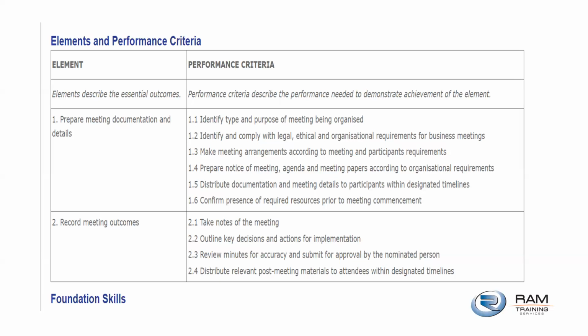2.3 says review minutes for accuracy and submit for approval for the nominated person. So you could have a couple of copies of meeting minutes that were taken, and then students could review each other's meeting minutes that they took, and then they could highlight things that were correct or incorrect, and then have a class discussion and discuss, were the meeting minutes taken accurately, what was missed out. That could be done based on the class scenario, or it could be done based on the videos that are watched or anything like that.